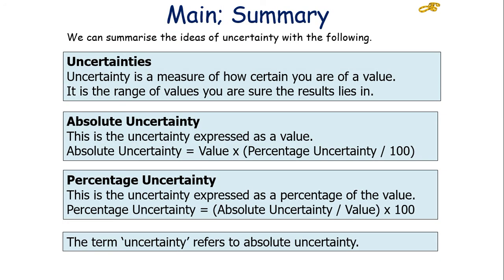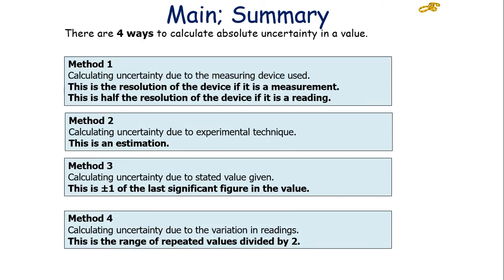So to summarize our ideas of uncertainty, we need to know the following. Uncertainty is a measure of how certain you are of a value. It's the range of values you are sure the result lies in. The absolute uncertainty is an uncertainty expressed in a value, where absolute uncertainty equals value times percentage uncertainty over 100, whilst the percentage uncertainty is the uncertainty expressed as a percentage of the value, so it's absolute uncertainty over value times 100. When we mention uncertainty, we are referring to absolute uncertainty.